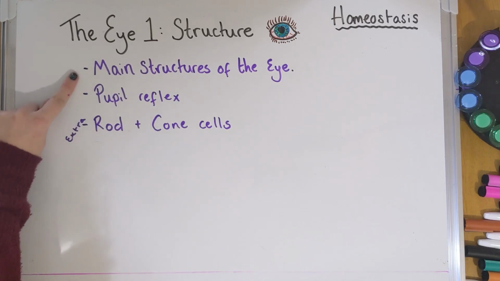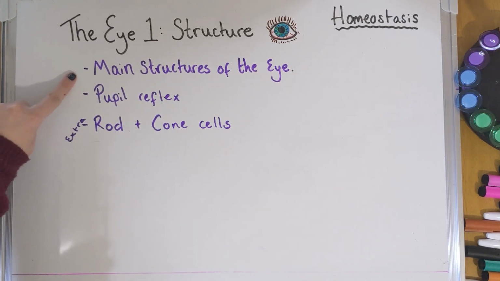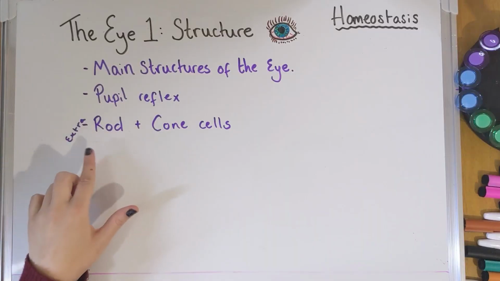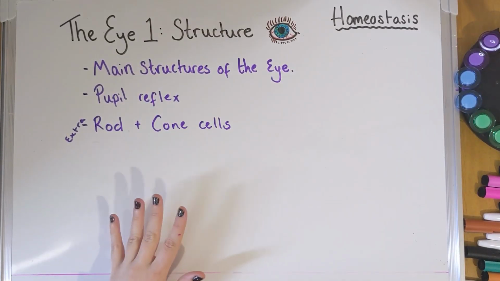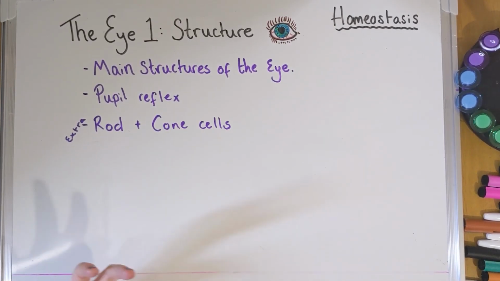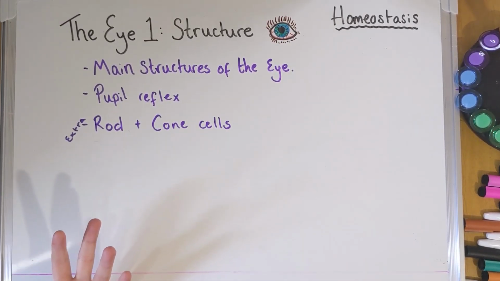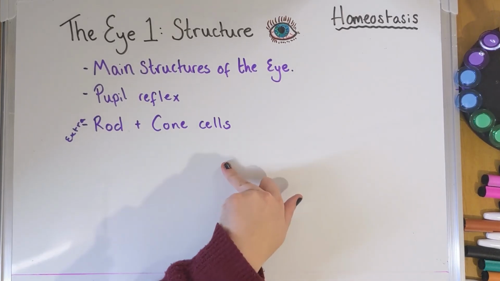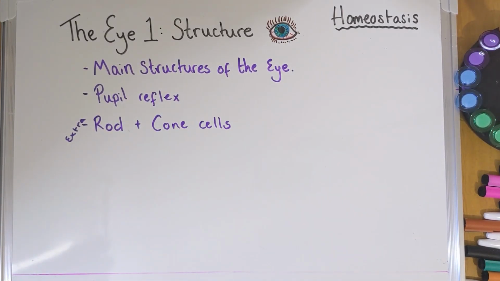There's going to be some drawing involved, I'm afraid, or you're welcome depending on your thoughts and feelings. I'm very excited to draw it though. The pupil reflex, so what happens when our pupils get smaller and bigger. And a little bit extra, it's not necessarily on the syllabus, but it really does help you understand how the eye functions, and I think it's interesting, are rod and cone cells. So grab some paper, grab some pens, and follow along with me.